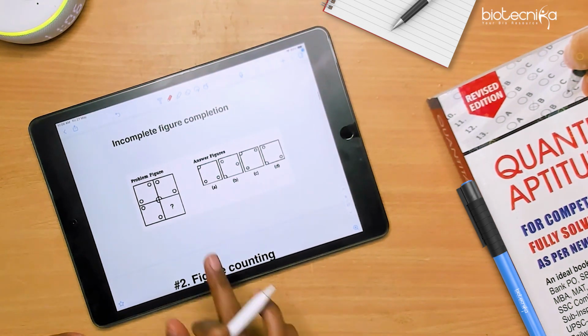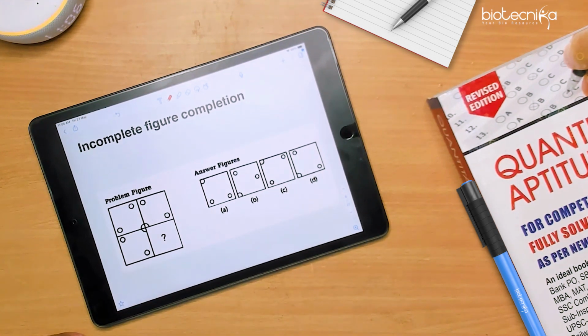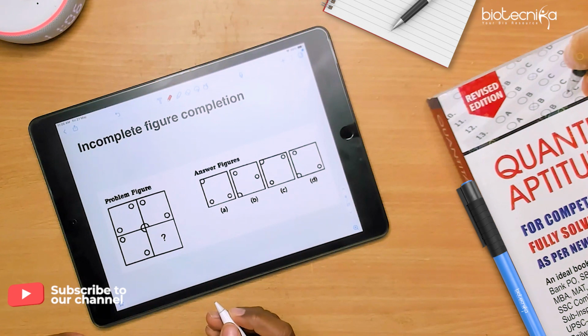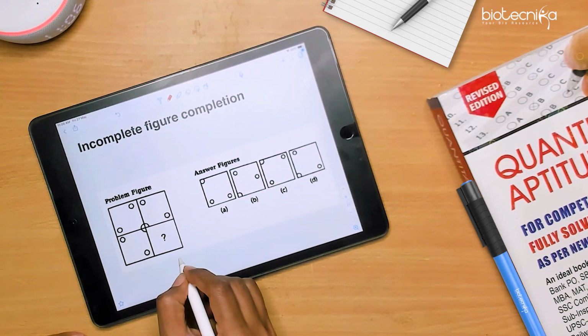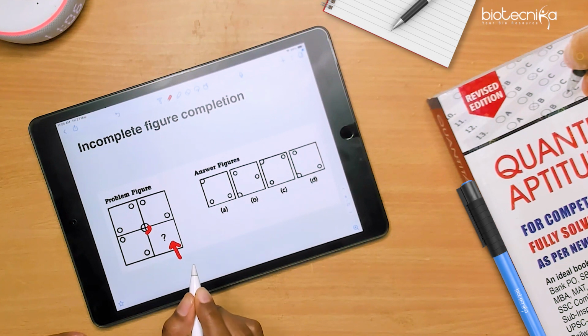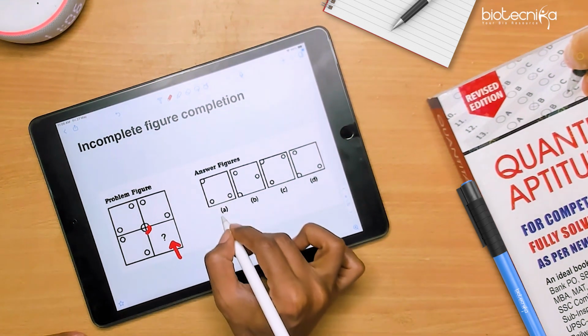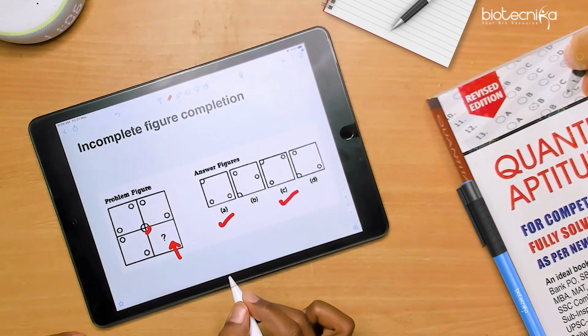Next is incomplete figure completion. Now here you can see there is a problem figure. In incomplete figure problems, you have to process a missing part of the non-verbal series in the form of an incomplete figure. So what thing will come in this place? So clearly there should be another semicircle or some curved line towards the top corner. So either A can be answer or C can be answer.